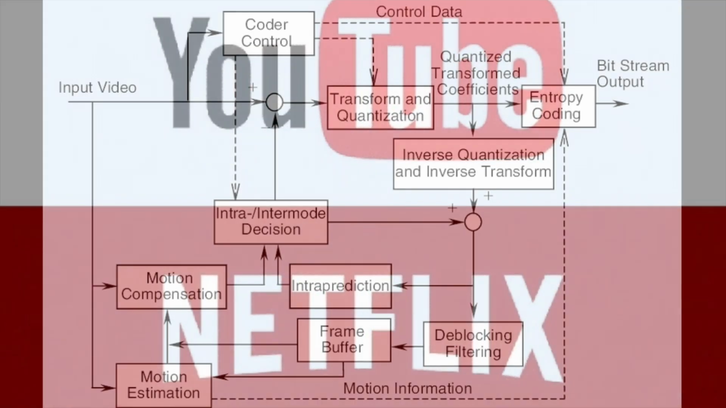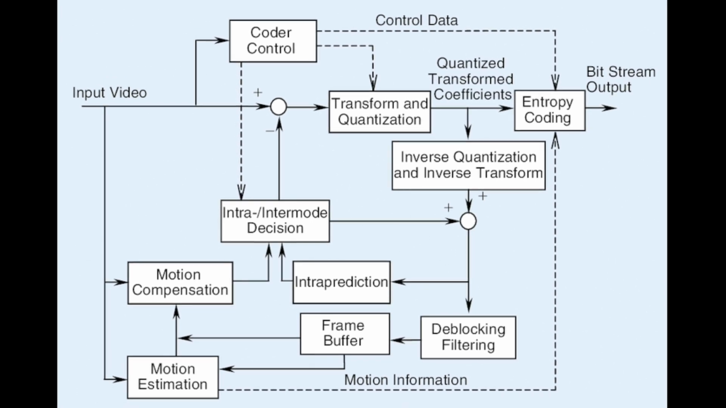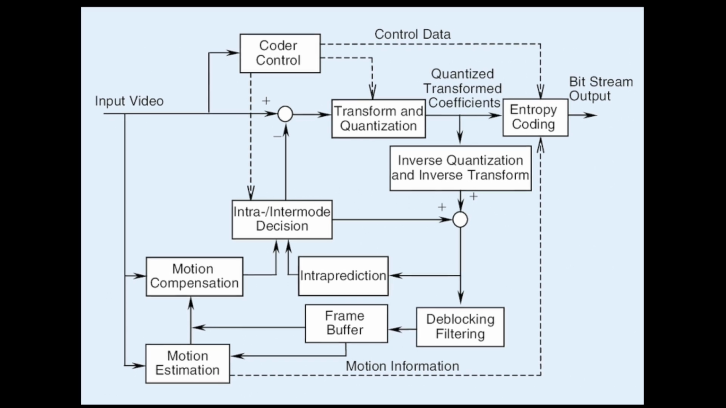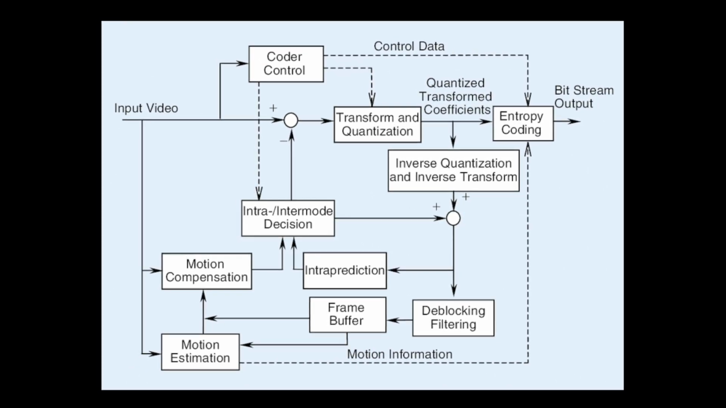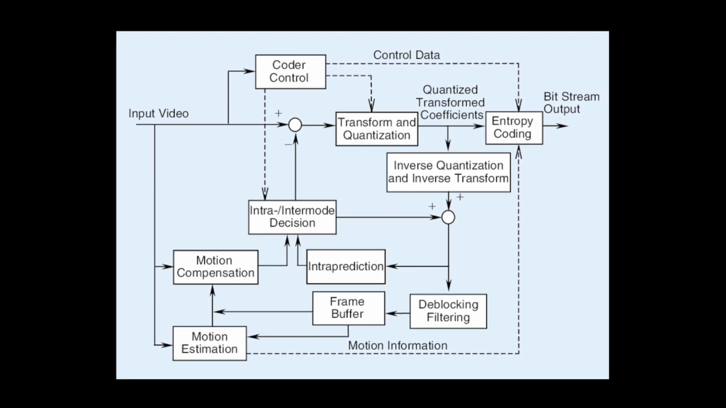H264 achieves higher compression rates than previous standards, meaning it can deliver high-quality video at lower bit rates. This efficiency is achieved through techniques like motion estimation and compensation, which analyze the movement between frames to predict and encode only the changes, rather than encoding each frame from scratch.